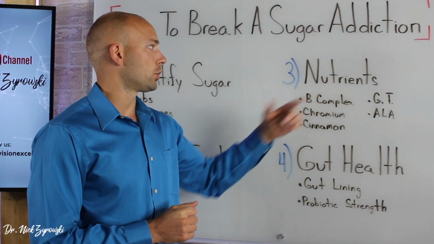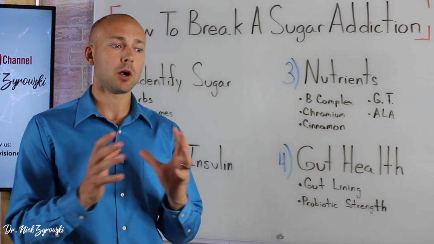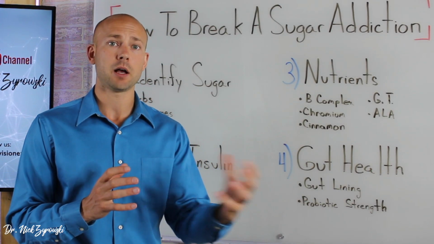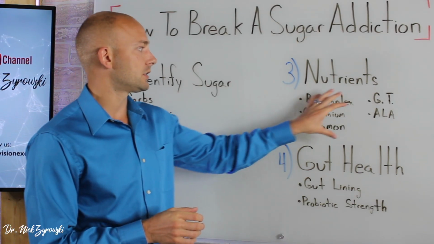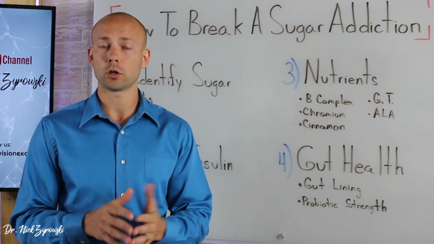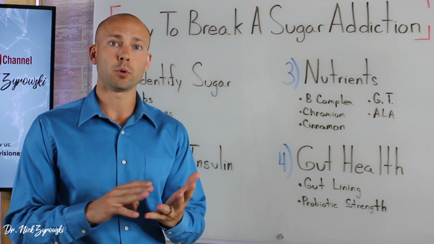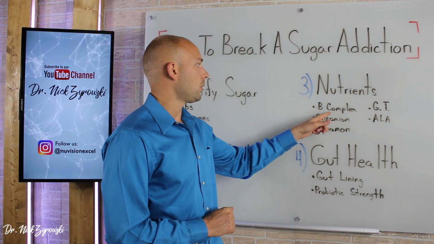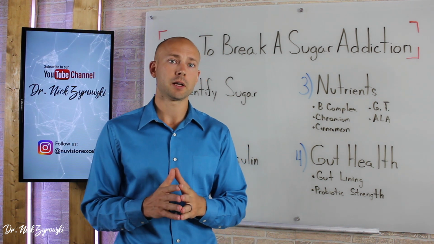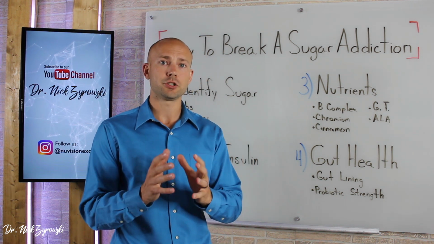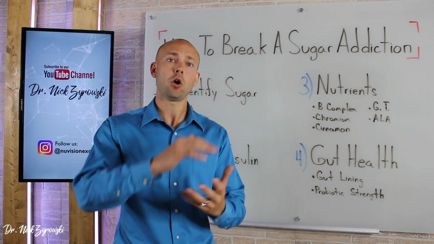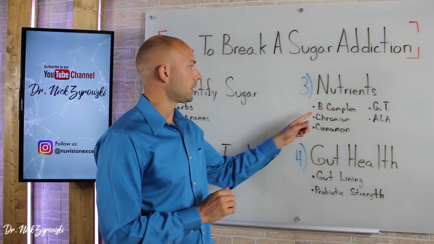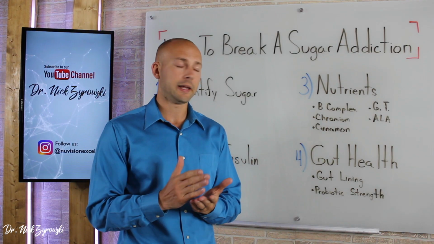Next here is nutrients. So we want to make sure that we're using proper nutrients in order to help break this sugar addiction and make this process as easy as possible. And when we look at the nutrients I listed here, they do a couple things. First of all, they support glucose metabolism. They also support insulin activity and insulin sensitivity. So the first one on our list that we want to use is B complex. B complex is going to be really important, and it's not just taking a particular B vitamin, but it's taking all the B vitamins, B1, 2, 3, and so on and so forth. So taking a good quality B complex will really help.